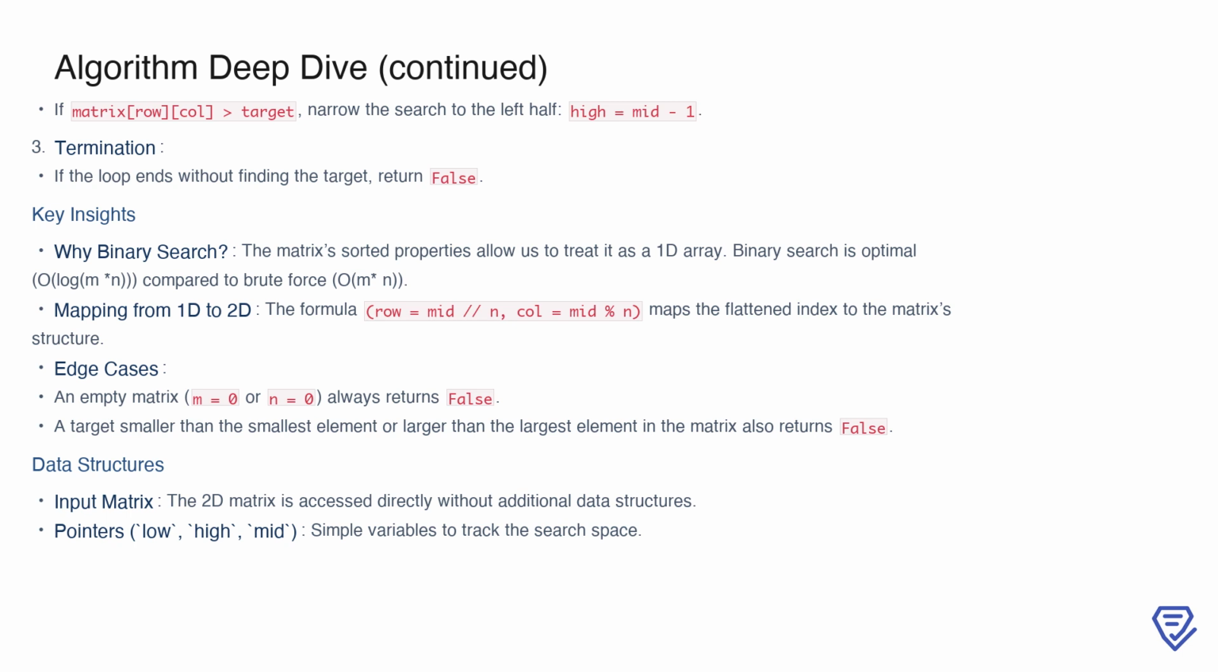Additionally, the algorithm handles edge cases effectively. For example, if the matrix is empty, meaning m equals 0 or n equals 0, the function immediately returns false. Similarly, if the target is smaller than the smallest element or larger than the largest element in the matrix, the algorithm gracefully terminates without unnecessary computations. This efficiency is achieved without creating any additional data structures, as the input matrix is accessed directly, and the search is managed using simple pointer variables, low, high, and mid.